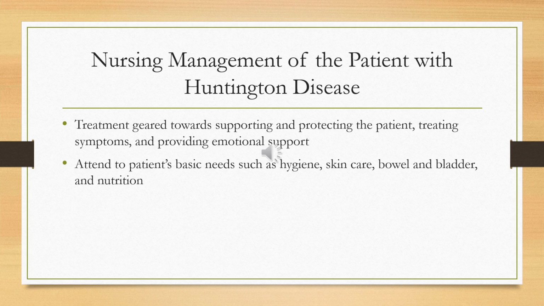So you want to attend to the patient's basic needs, such as their hygiene, their skin care, their bowel and bladder care, and their nutrition. You want to increase the support as the mental and physical deterioration becomes more pronounced. You want to provide emotional support. The patient and the family might be overwhelmed. So with this degenerative, irreversible disease, we want to make sure we provide emotional support to both patient and family.